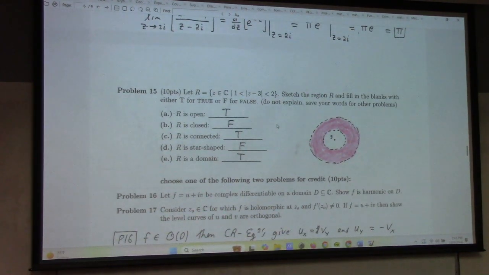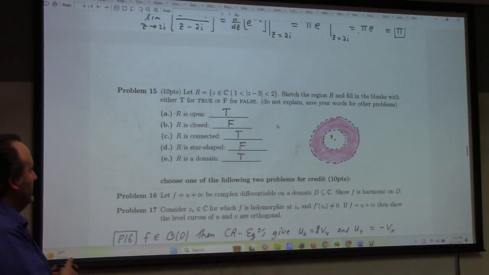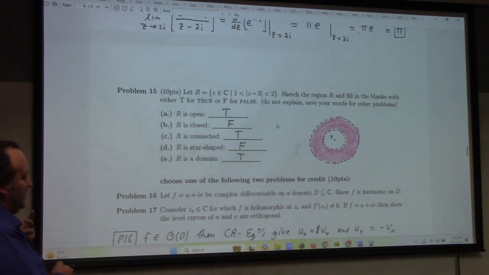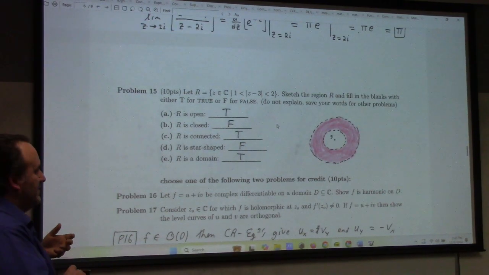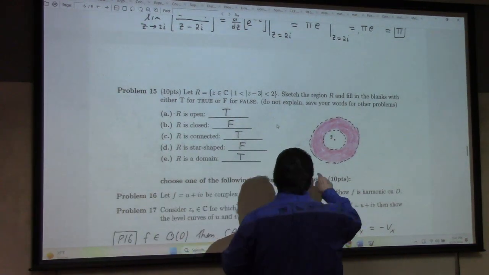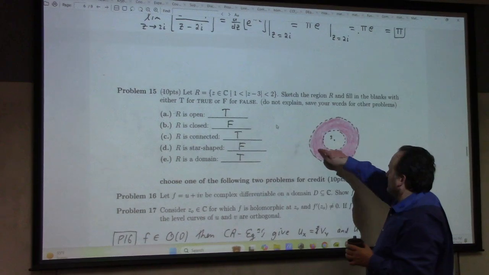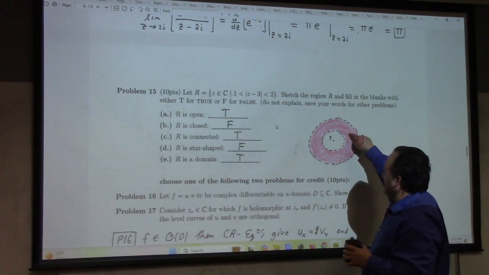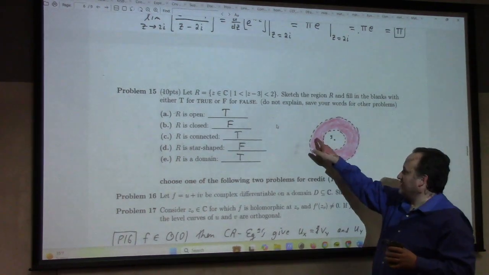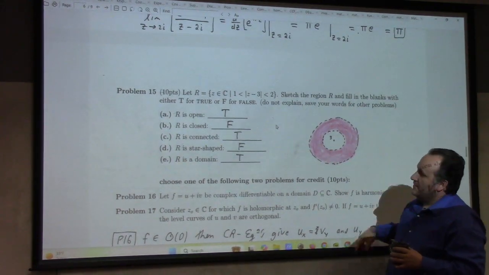Problem 15 was just our quick tour of our topological notions in here. We talked about open sets, closed sets, connected sets, star-shaped, and a domain was a connected open set. So connected just means you can pick any 2 points, and you can connect the points by a broken line segment, right? A bunch of line segments put together like that.